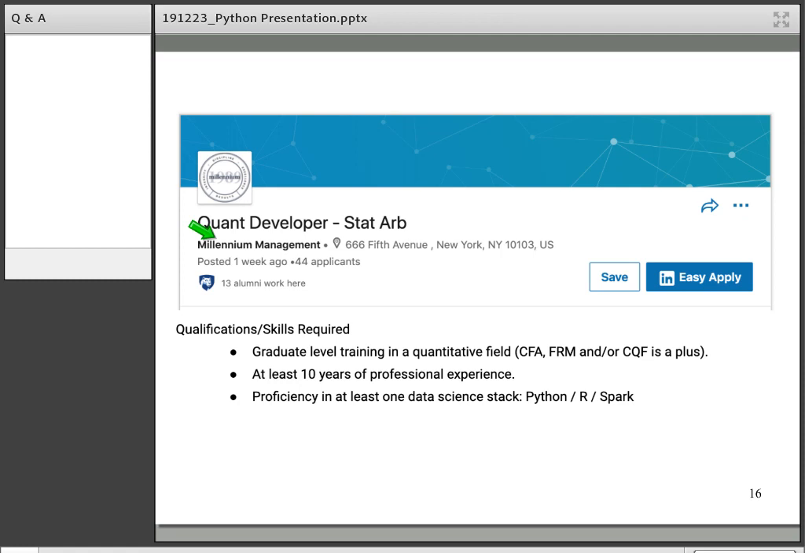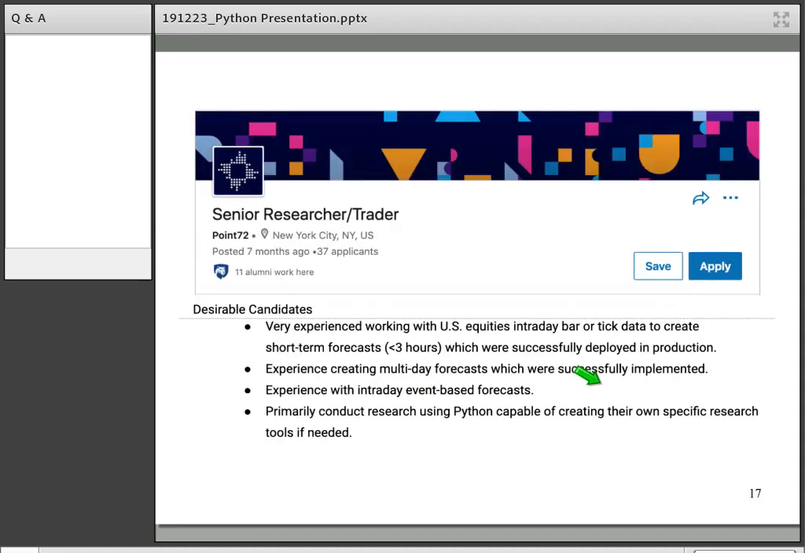It's a quant developer for a startup position. And you could see this is a more advanced position over here. We saw some of the earlier positions that someone would consider to be entry-level. This position is not an entry-level position. This is a much more advanced position. And you could see from the qualifications and skills required, you're looking for graduate level training in a quantitative field. So CFA, FRM, or CQF is a plus, at least 10 years of professional experience, and proficiency in at least one data science stack, Python or Spark.